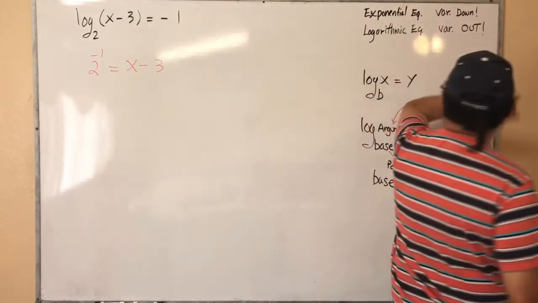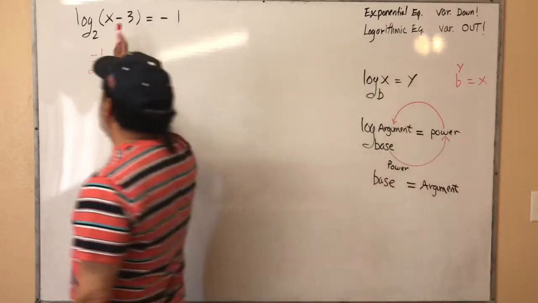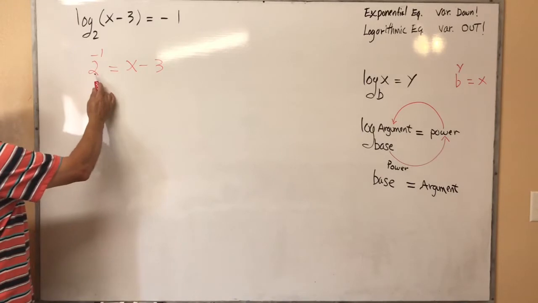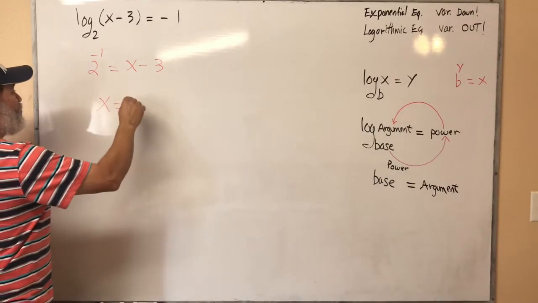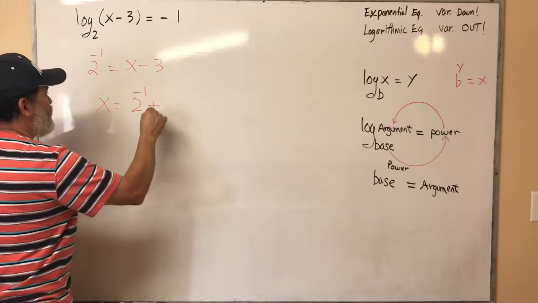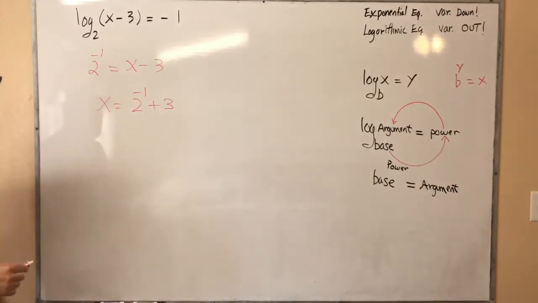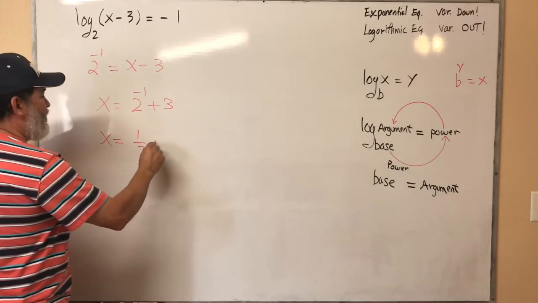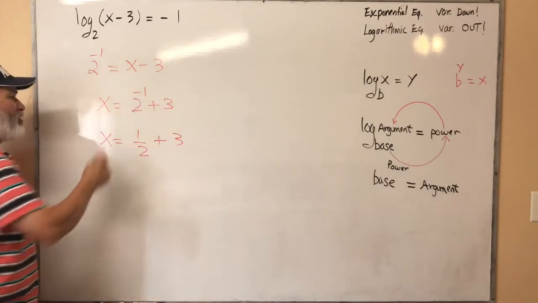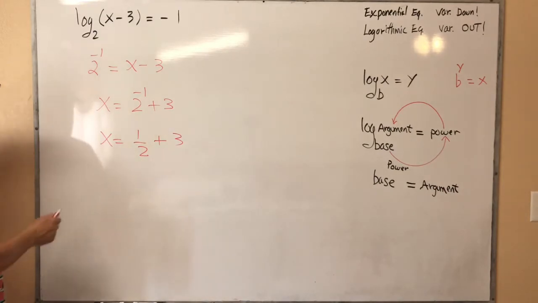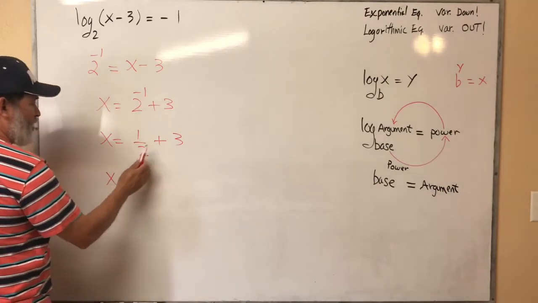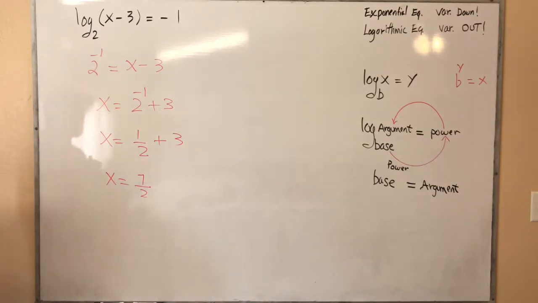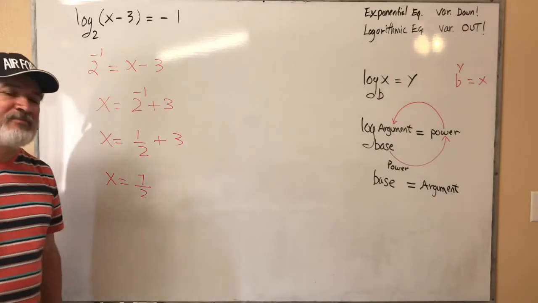Variable out. No longer inside. Let's just solve for x. What is x? Bring this to, well, here. x equals 2 to the negative 1 plus 3. And what's 2 to the negative 1? 2 to the negative 1 is 1/2. So x equals 1/2 plus 3. So therefore, x equals 2 times 3, 6, 7 halves. And there, we solved. Okay?